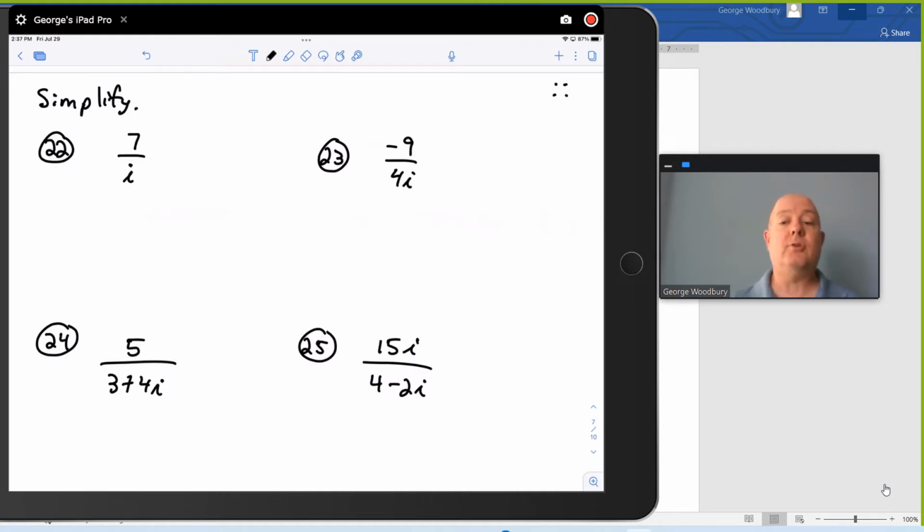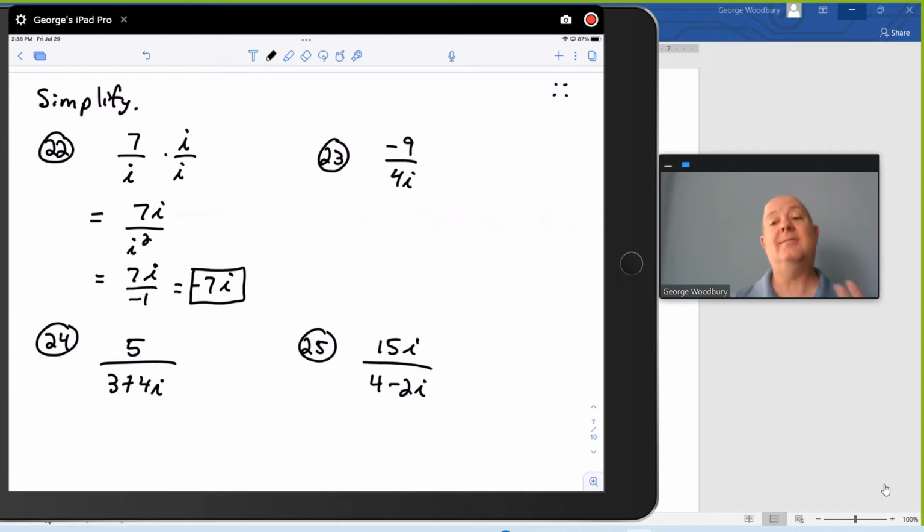For the first problem, 7 over i, we handle this by multiplying both the numerator and denominator by i. And we'll see why we do that in just a second. Multiplying straight across the top, 7 times i is 7i. Multiplying in the denominator, i times i, that is i squared. So far it doesn't seem like we've done anything, but we really have, because i squared is equal to -1. So we have 7i over -1, but that is just simply -7i. 7 divided by -1 is -7. So that is in complex form 0 minus 7i.